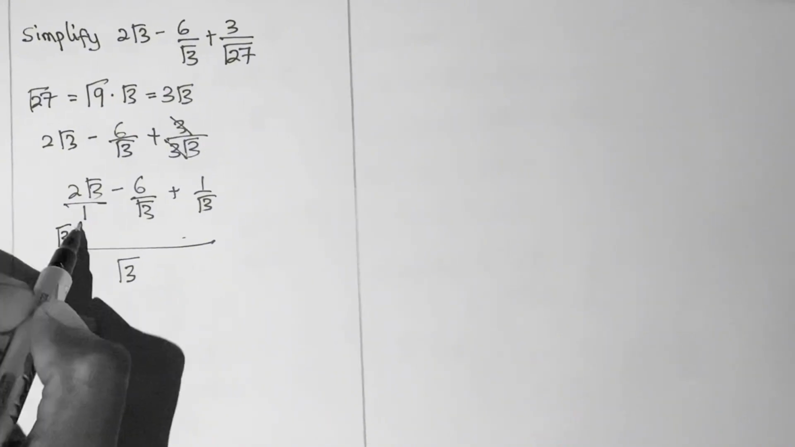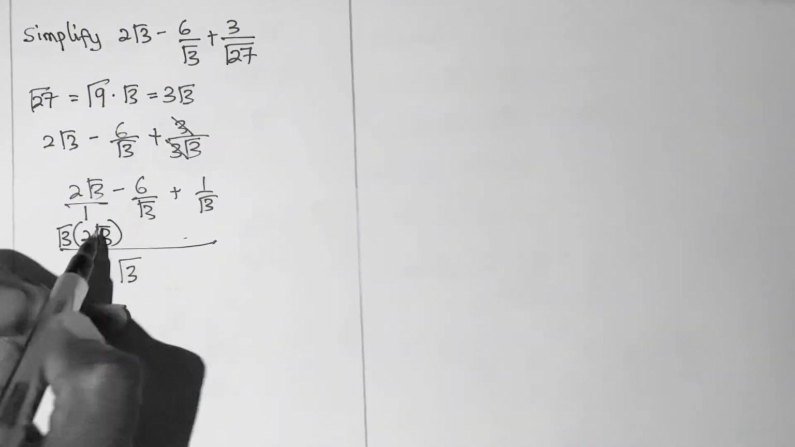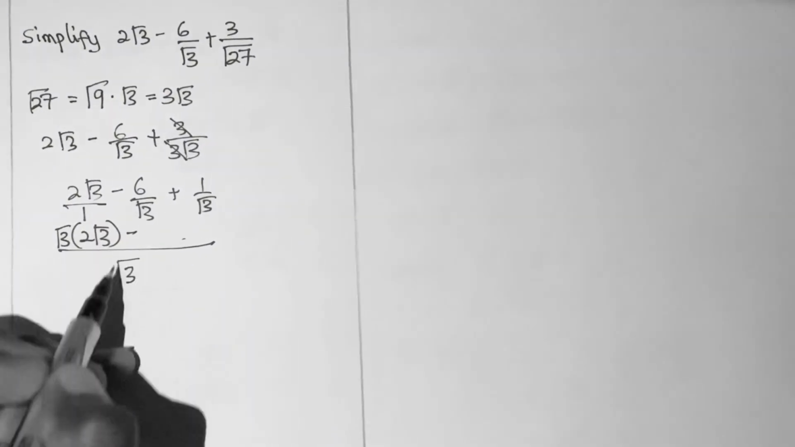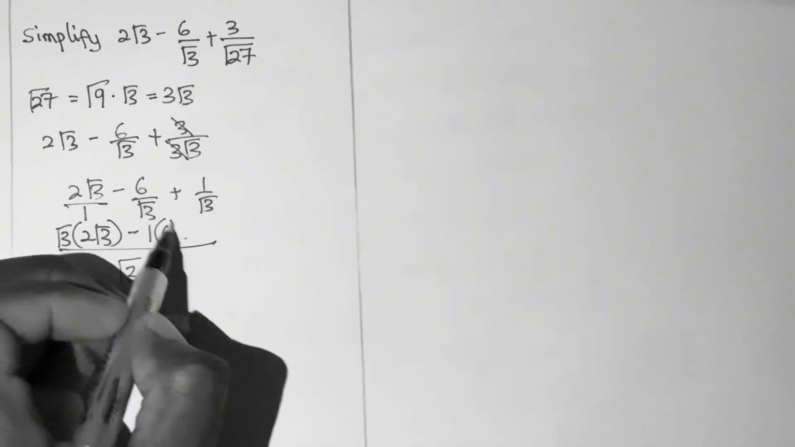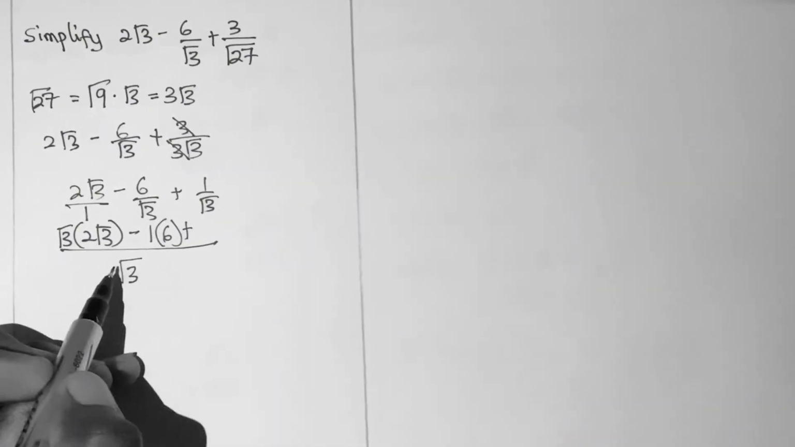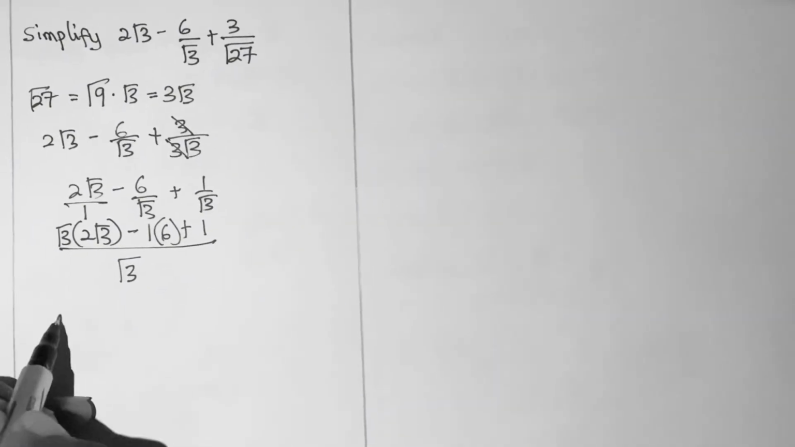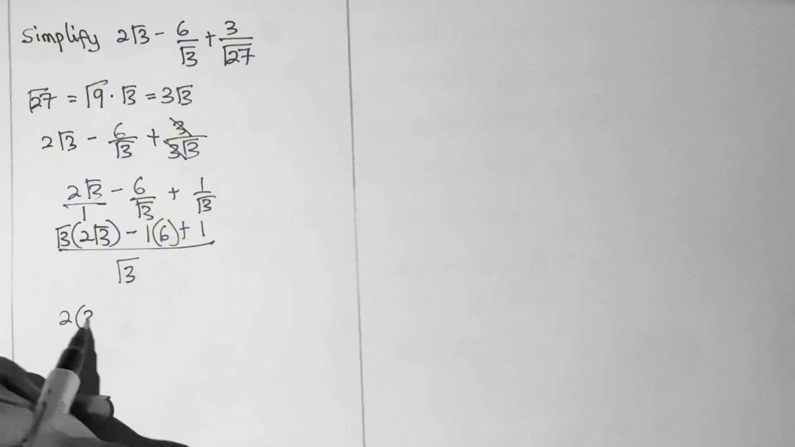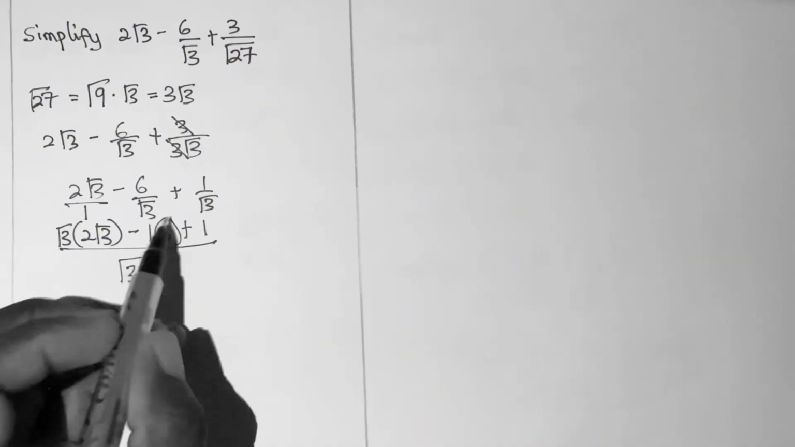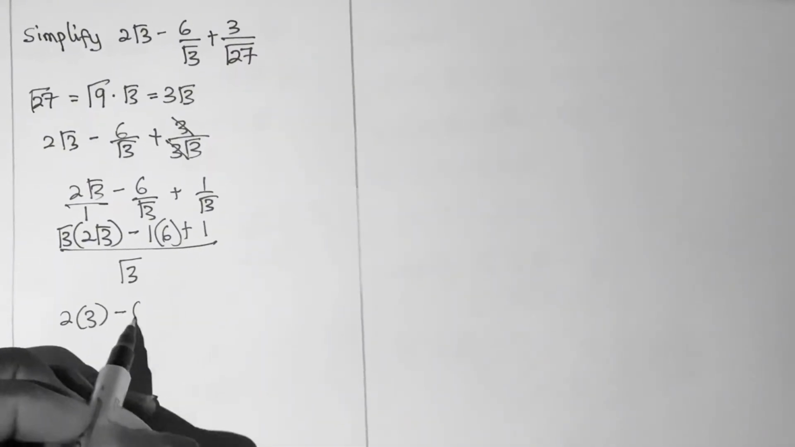So this becomes square root of 3 times 2 root 3. Then minus root 3 divided by root 3 is 1 times 6. Then plus root 3 divided by root 3 is 1. 1 times 1 is 1. So this becomes 2 times root 3 times root 3 is 3. Then minus 1 times 6 is minus 6.